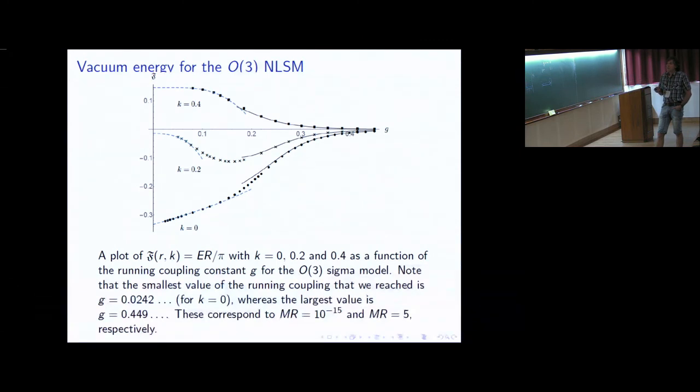And this is a function written as a function of the running coupling constant. Remember, for example, this point would correspond to the scale 10 to the minus 15. Right, and this would correspond to MR equals 5. So here you see 15 orders of magnitude. And all of this perfectly matches the perturbative expansion and the long distance expansion, so-called Lüscher corrections, and it looks like it reproduces all known facts about the O3 sigma model in this case.